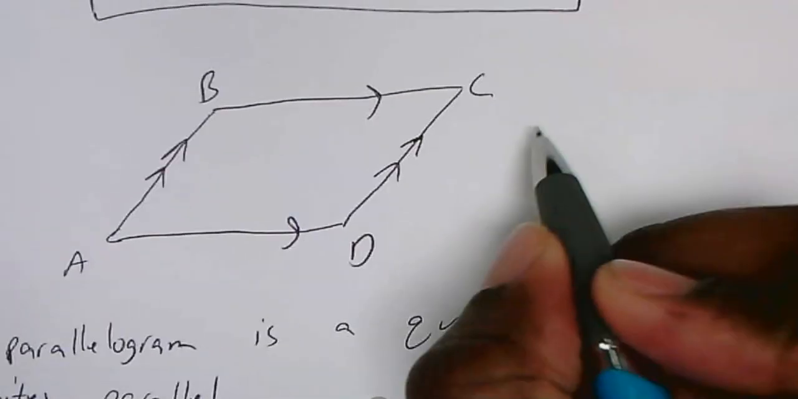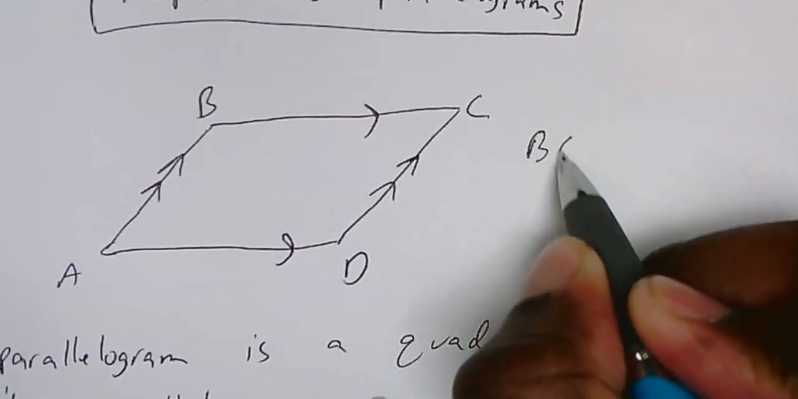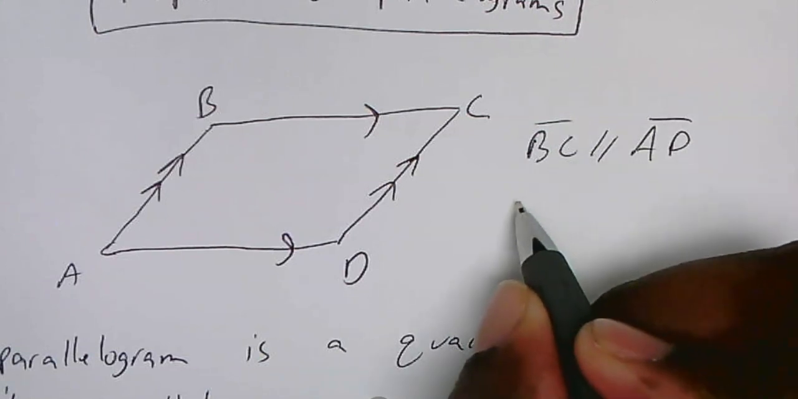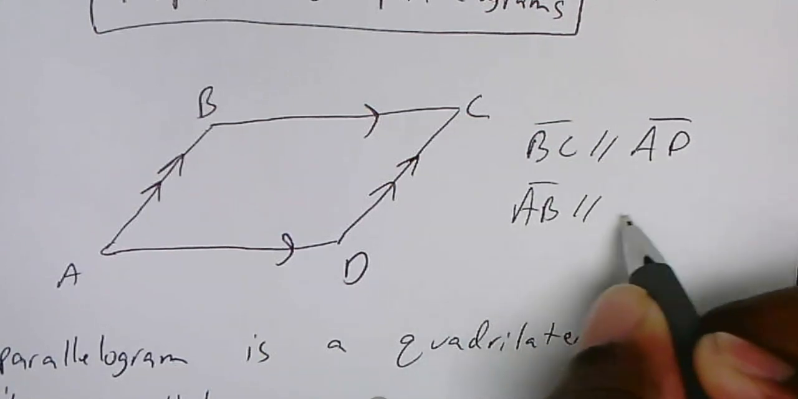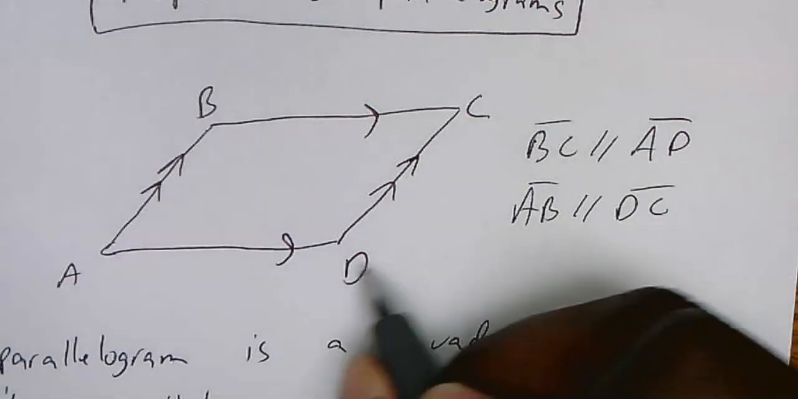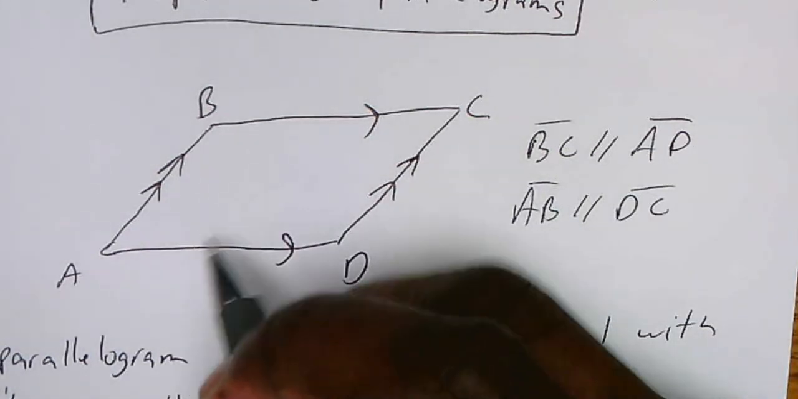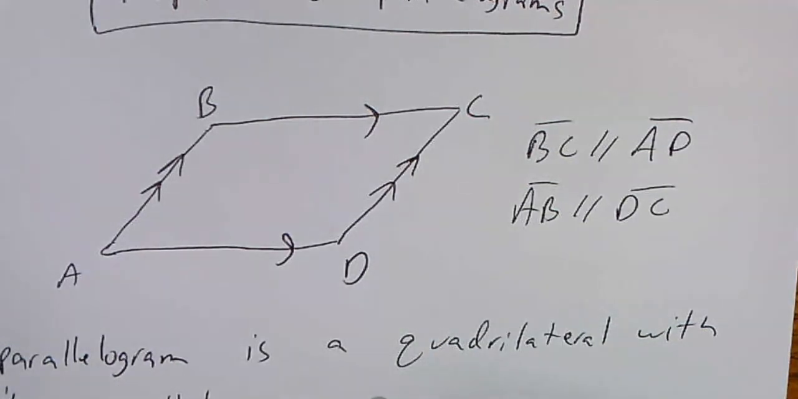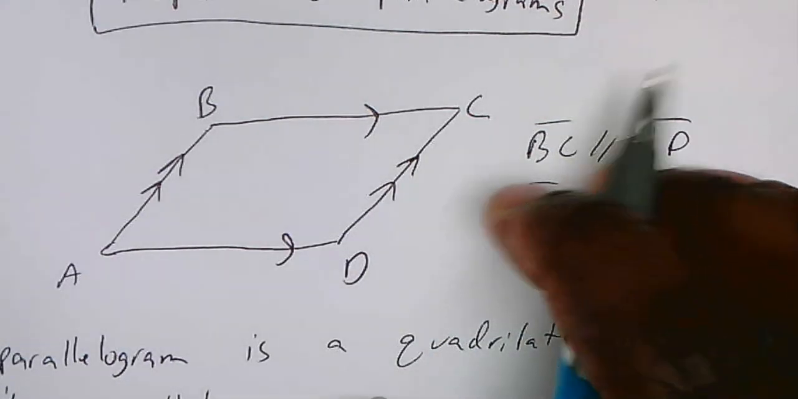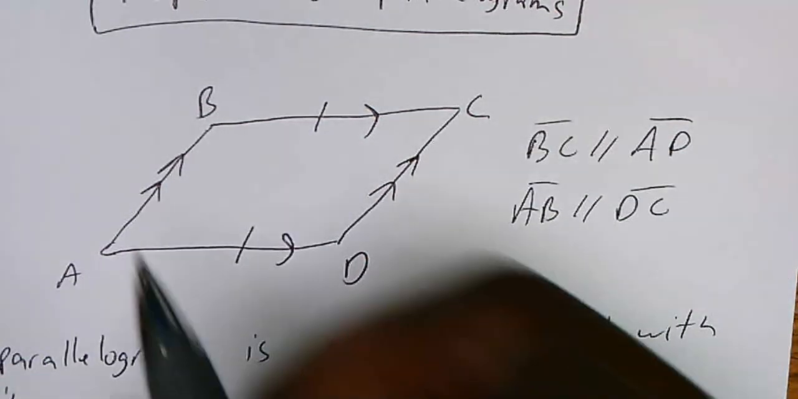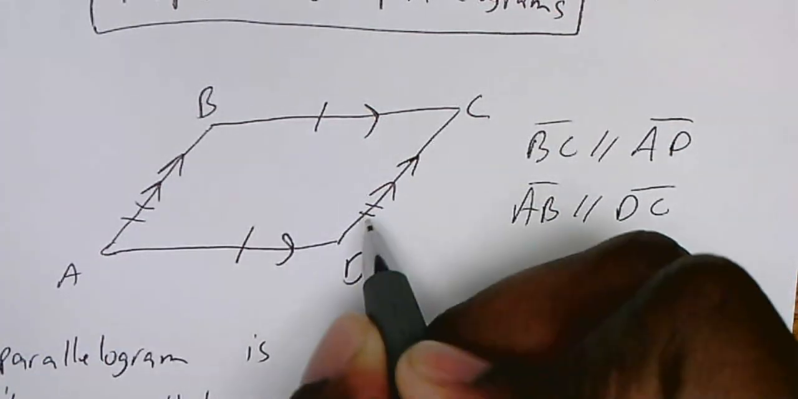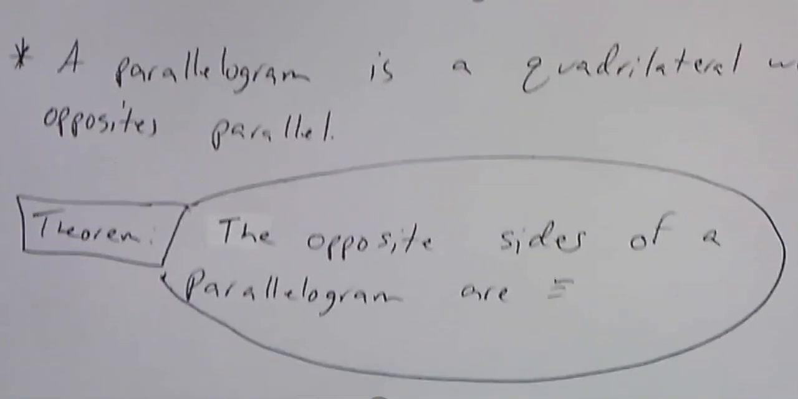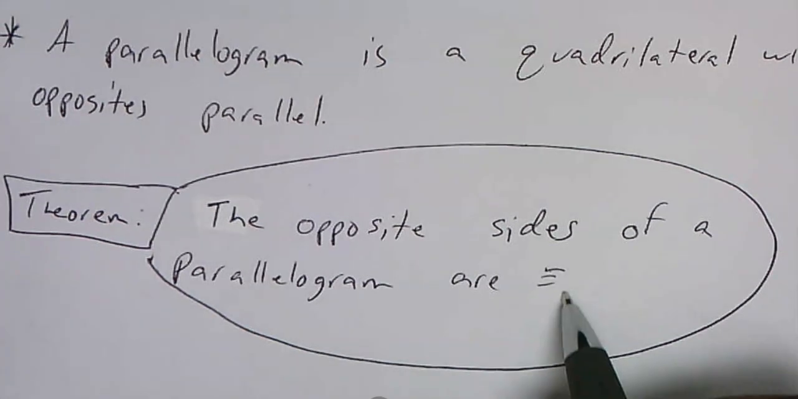So I can draw that segment BC is parallel to AD, and segment AB is parallel to segment DC. So they're parallel to each other. That's the definition of a parallelogram. There's some properties that exist because that's true. One property is the opposite sides are congruent to each other. It's more of a theorem. So one theorem is, the opposite sides of a parallelogram are congruent.